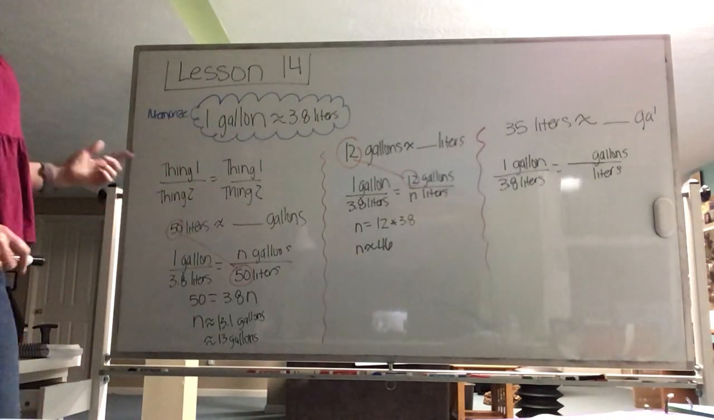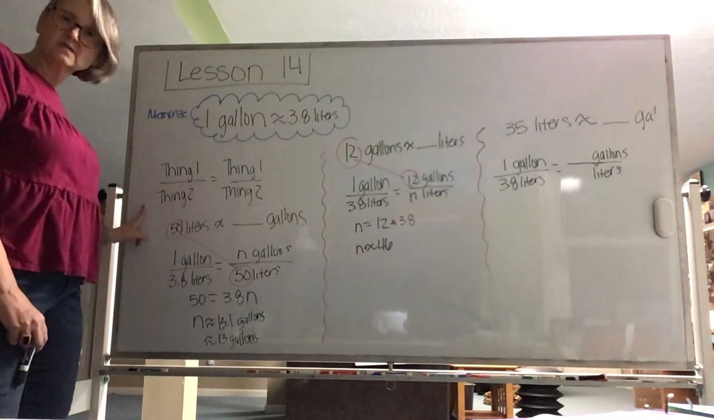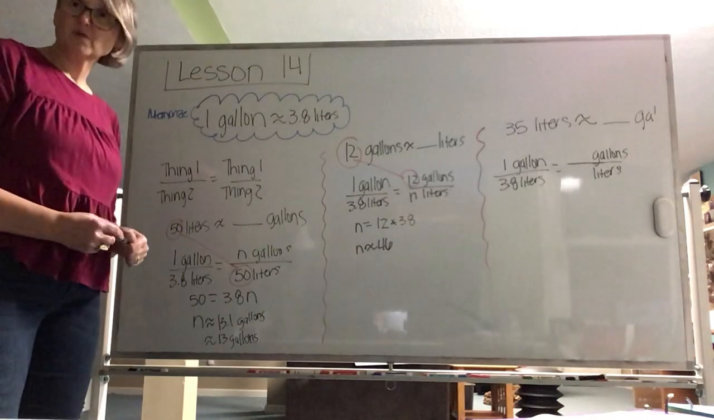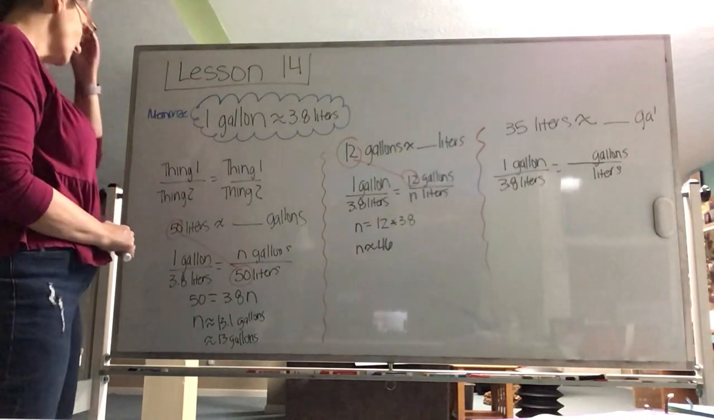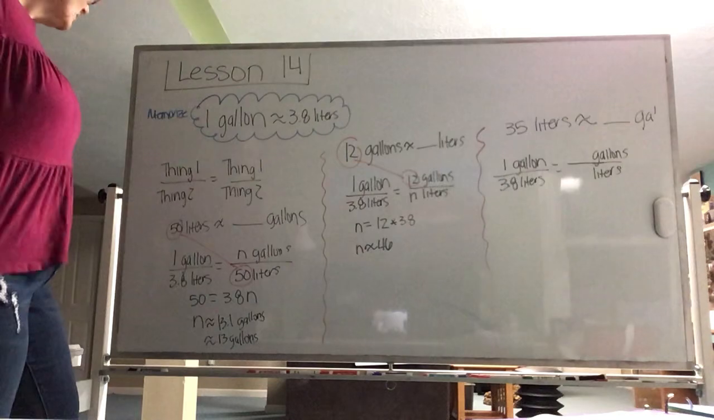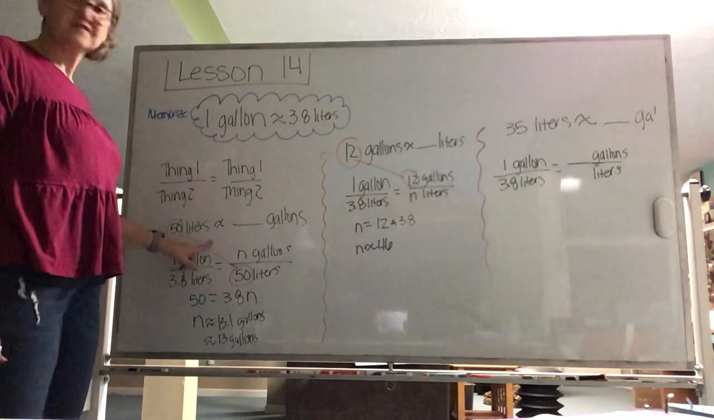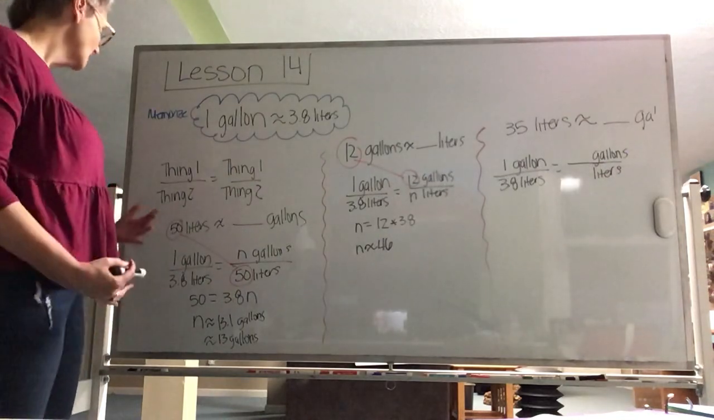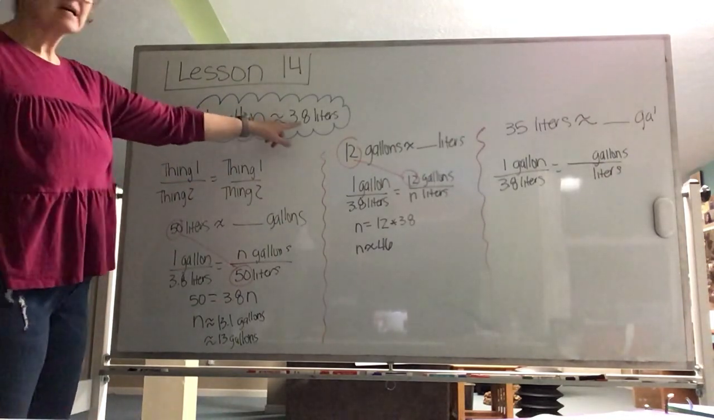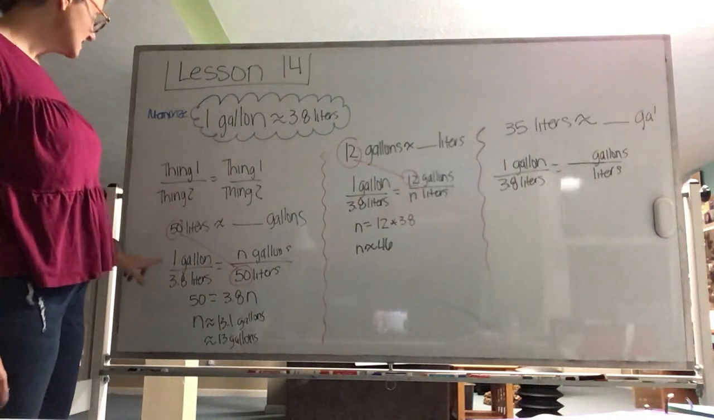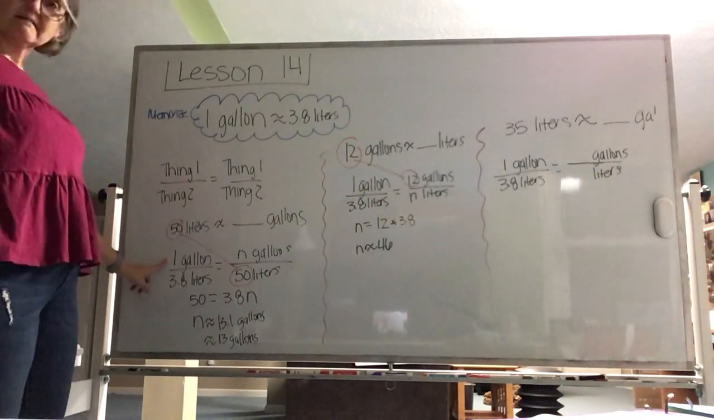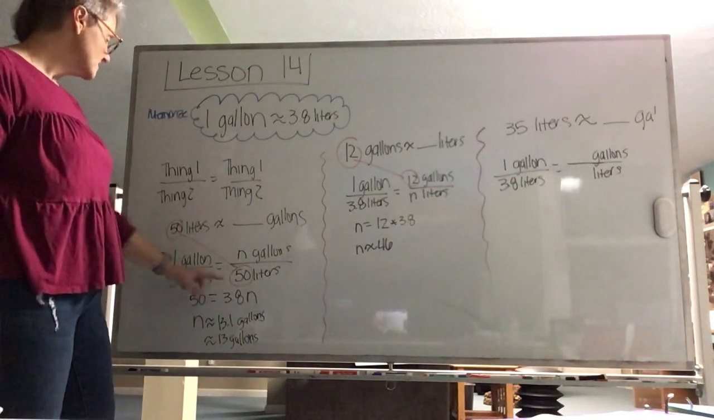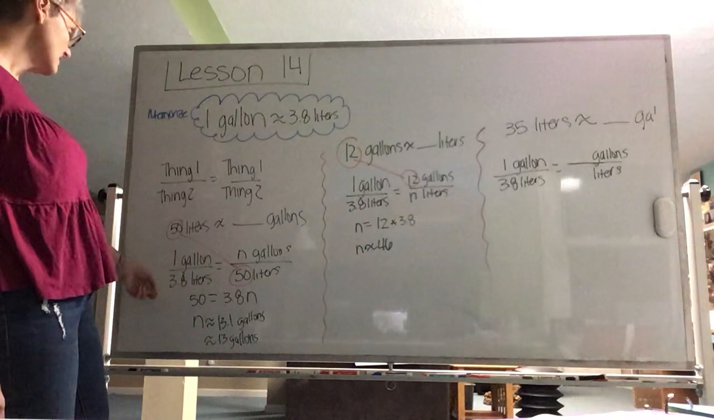These I set up as my thing 1 to thing 2 equals thing 1 to thing 2. If you use this model, these problems will always work out correctly. So in this case, my question says, I have 50 liters. Approximately how many gallons do I have? Well, I know this because I've memorized this, so I'm going to set this up. 1 gallon is to 3.8 liters. That equals, this is my thing 1, this is my thing 2.